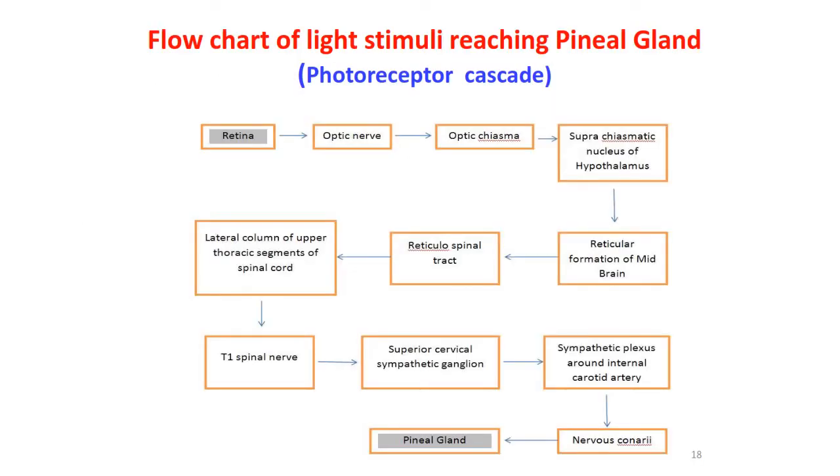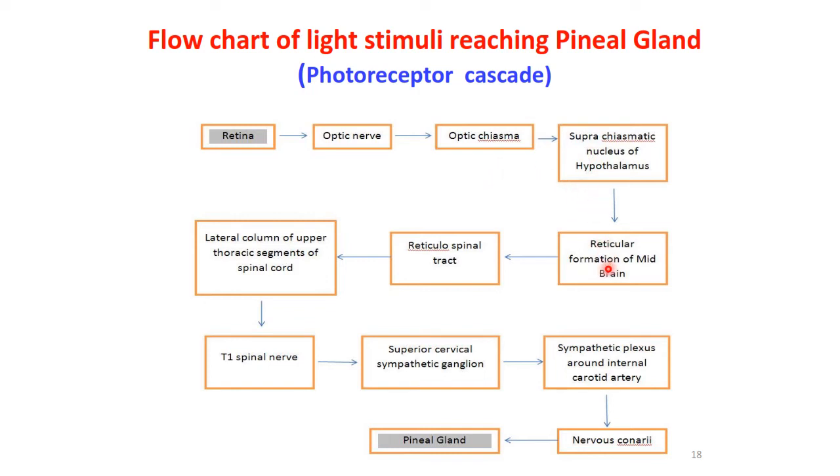Now, how does it act actually? Let us see that. This is a flow chart of light stimuli reaching the pineal gland. So through the eyes, the light reaches the retina, the third layer. Then from the retina, it reaches the optic nerve. From the optic nerve to the optic chiasma, and from the optic chiasma to the suprachiasmatic nucleus of the hypothalamus.